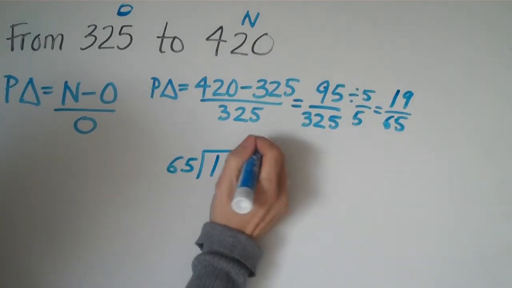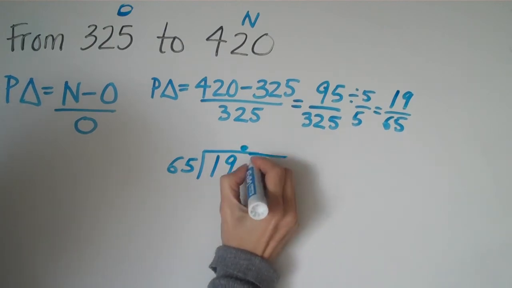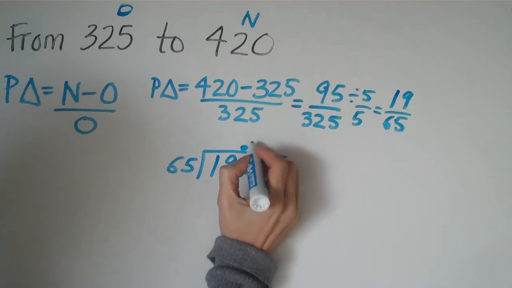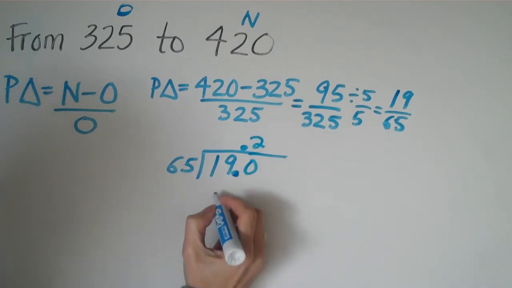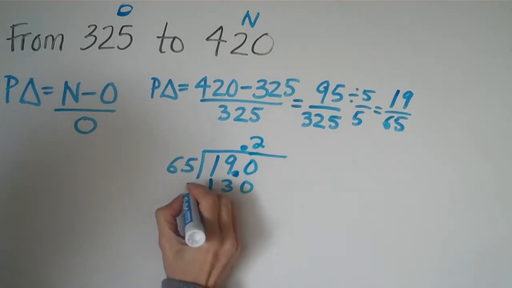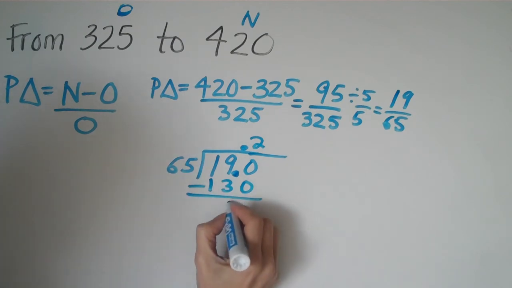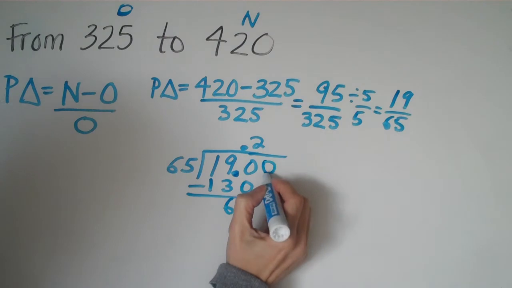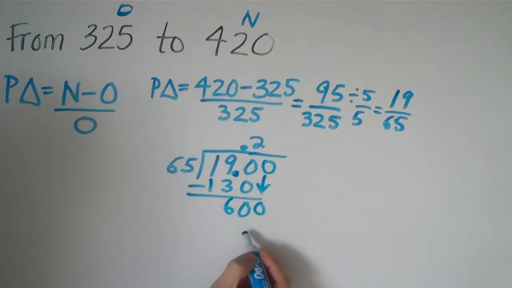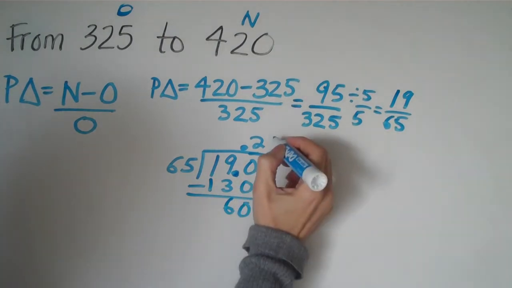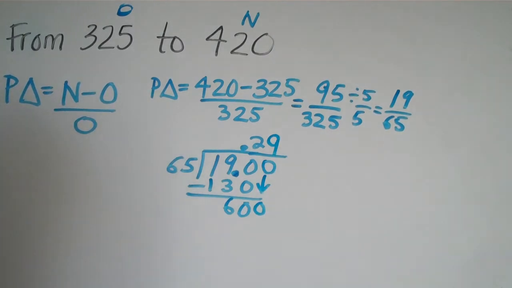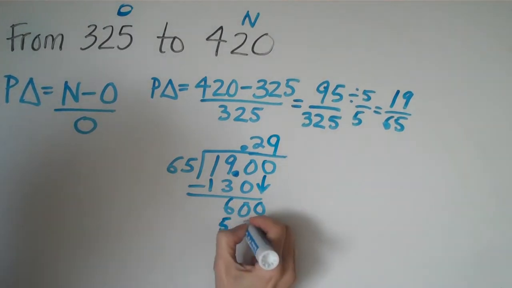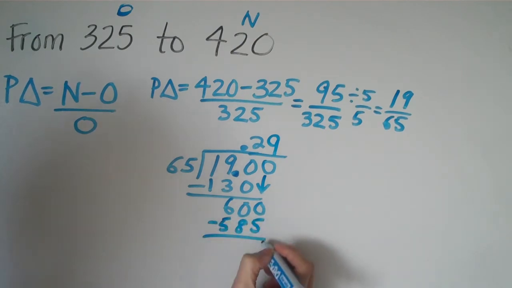So I put the decimal here, put the decimal there, I add the 0. 65 into 190 goes 2 times. 2 times 65 is 130. Okay, so I subtract. Not too bad so far. We're going to have to add a 0, bring that down. 65 into 600 goes 9 times, which makes sense. 9 times 65 is 585. I'm going to do a subtraction.